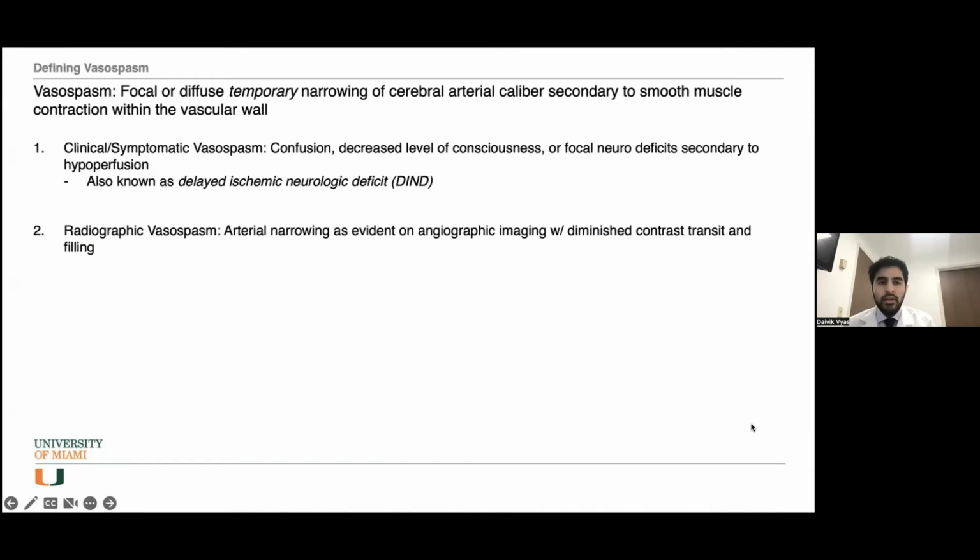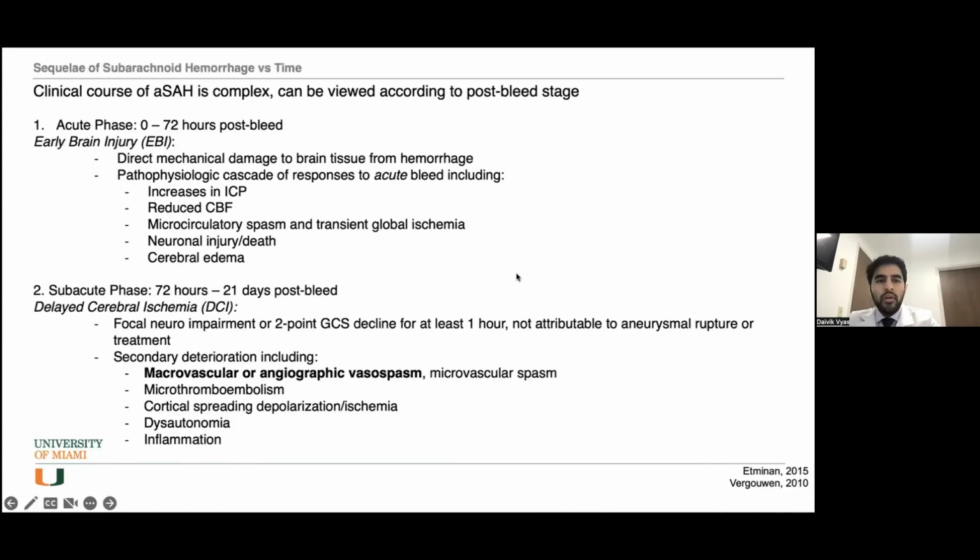And the second entity is radiographic vasospasm. So arterial narrowing that's evident on angiogram, either invasive or done via CT or MR. And it's shown through diminished contrast transit and filling. But over time, we start seeing that vasospasm is a delayed entity. So after a subarachnoid hemorrhage, we really have two types of ischemic events that can occur. One's within the acute phase, so 0 to 72 hours after the rupture of the aneurysm. And the literature now is transitioning towards describing this entity as early brain injury.